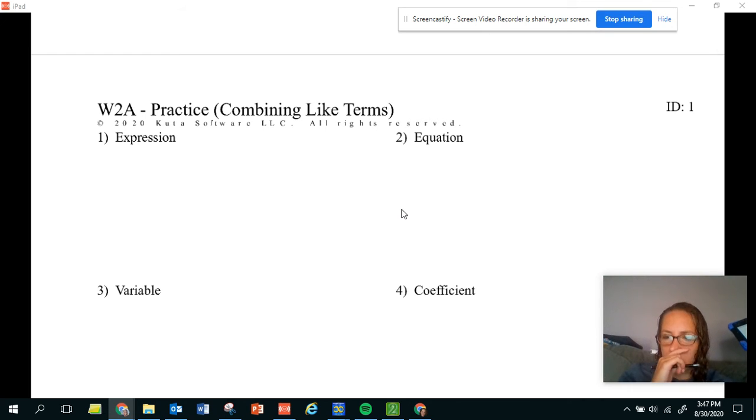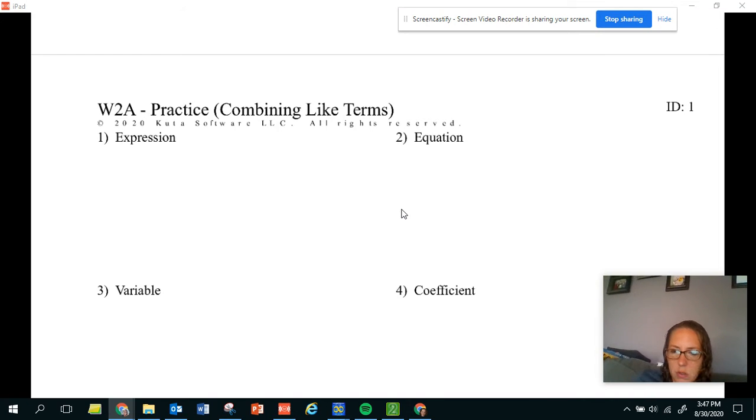Hi guys. So today we're gonna start with some pre-algebra stuff for the first half of the week. We're gonna go over combining like terms. Before we do that, I did want to go over some vocab, just to make sure everybody knows what I'm talking about.